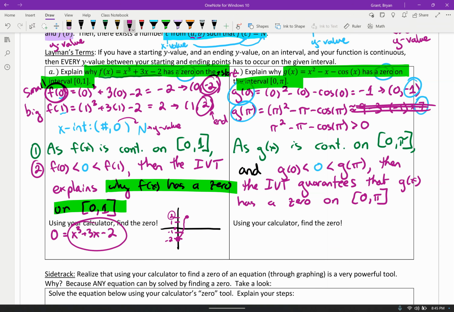If you were to substitute 0.596 here, you would get 0, approximately. But we didn't have to do that. We just had to prove that there was a 0. We didn't do hard math. We just plugged in the endpoints.